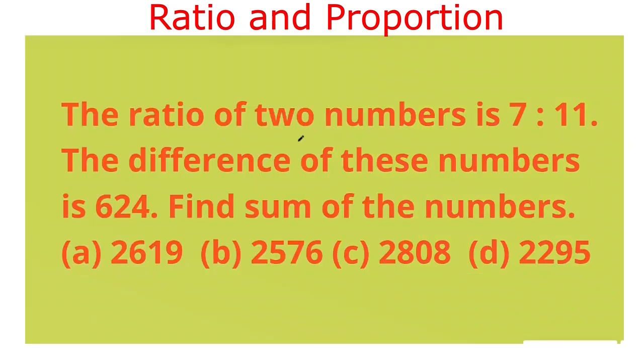The ratio of two numbers is 7:11. The difference of these numbers is 624. Find the sum of the numbers. The given options are option A 2619, option B 2576, option C 2808, option D 2295.